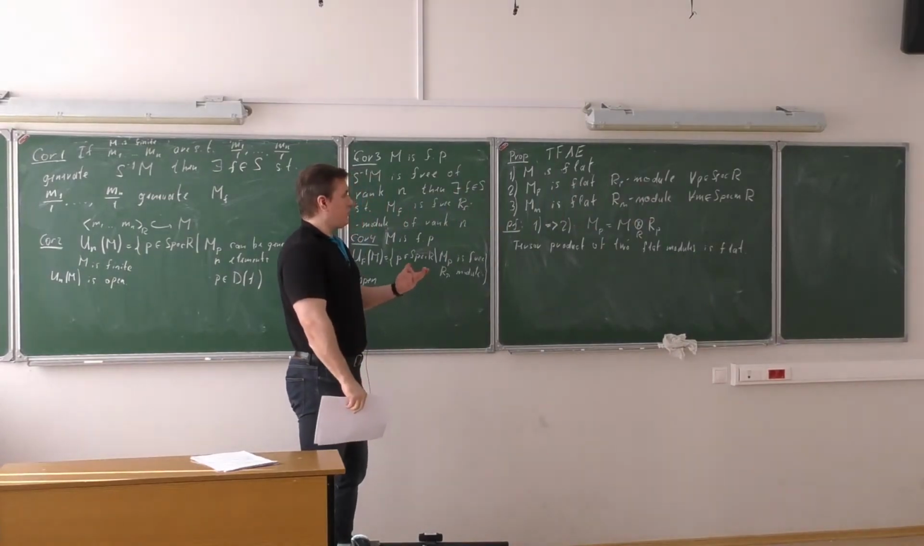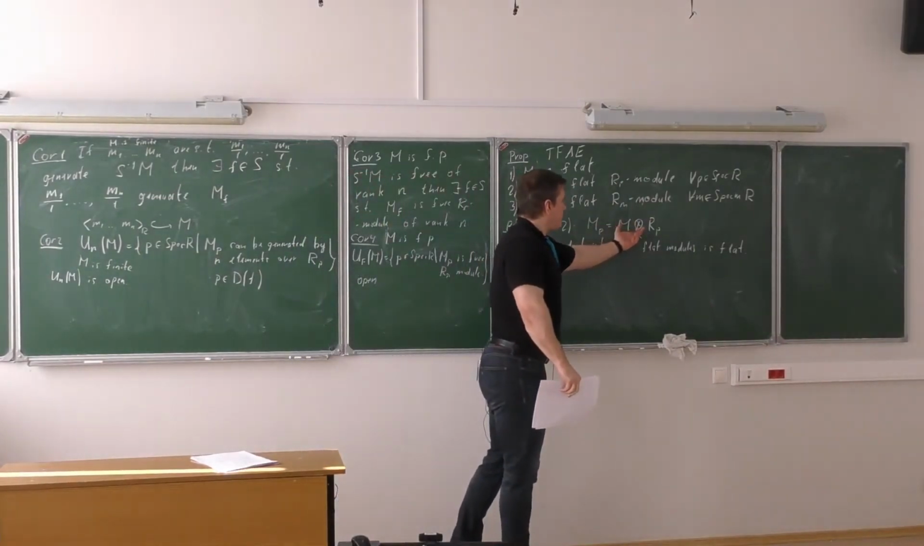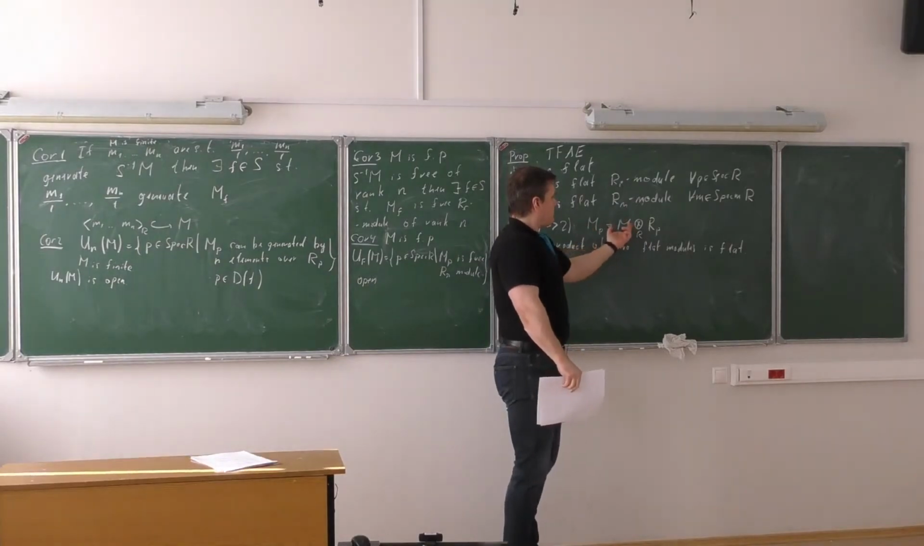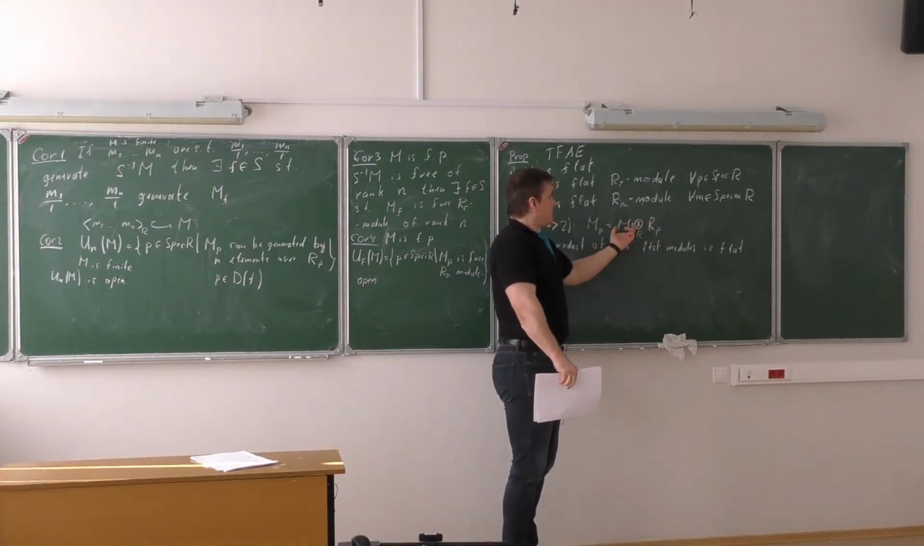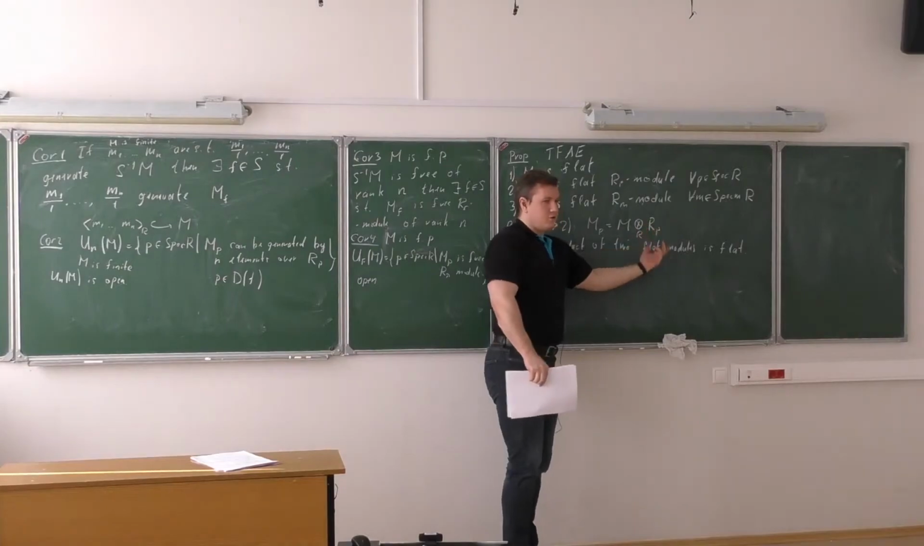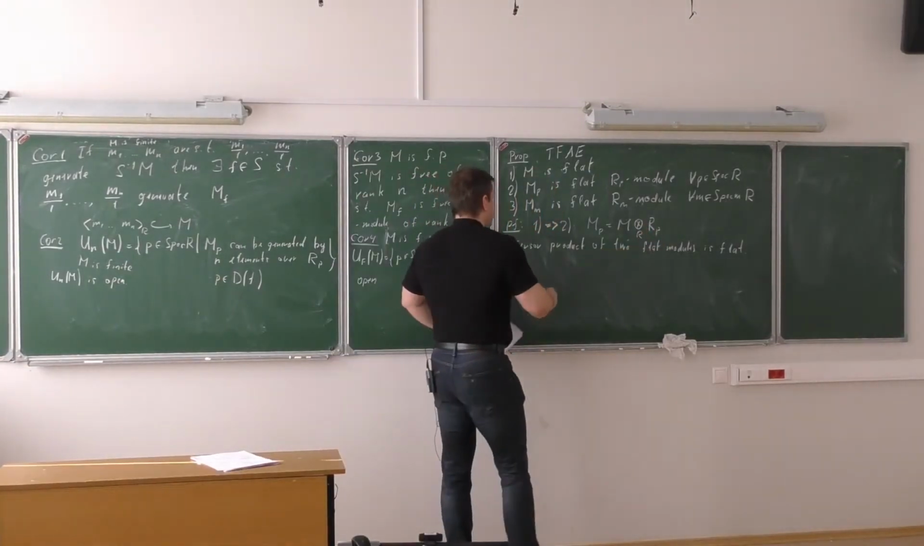Take your exact sequence and multiply it by this tensor product. Well, it is the same as multiplying first with M and then with R_P, but the first preserves exactness and the product with R_P also preserves exactness. Of course, this is not hard.